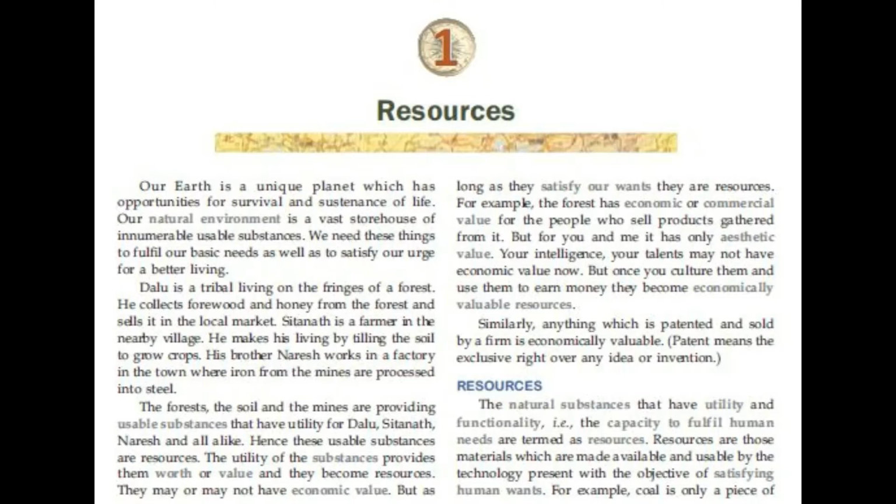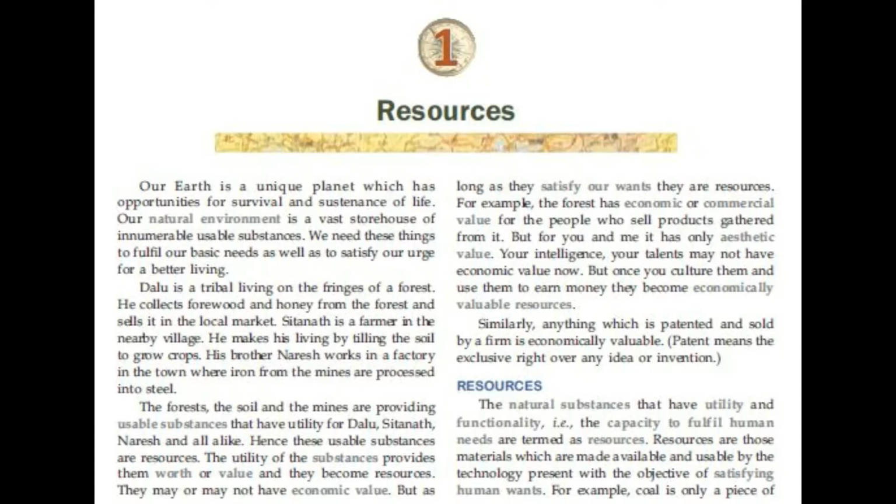So there is a story in your textbook. Dalu is a tribal living on the fringe of a forest. He collects firewood and honey from the forest and sells it in the local market. Sitanath is a farmer in the nearby village. He makes his living by tilling the soil to grow crops. His brother Naresh works in a factory in the town where iron from the mines is processed into steel. So from this story, you see the forest, the soil and the mines are providing usable substances.